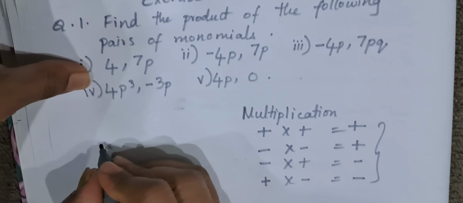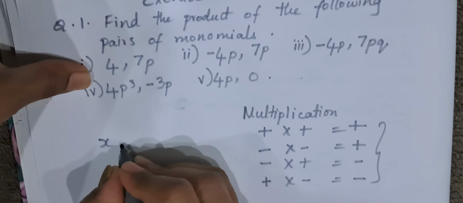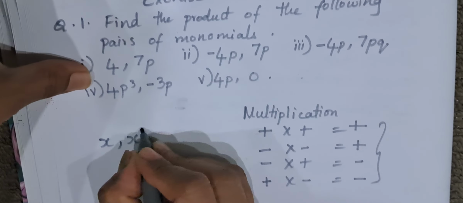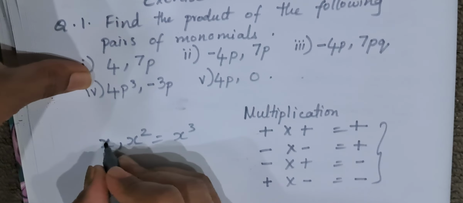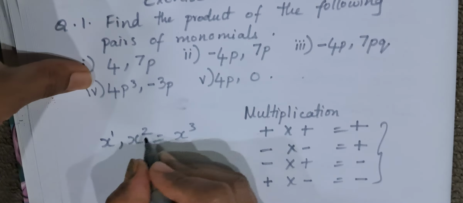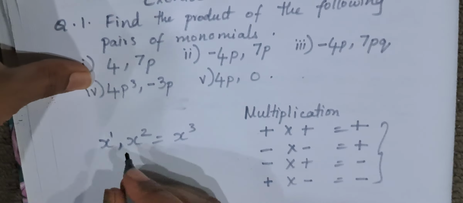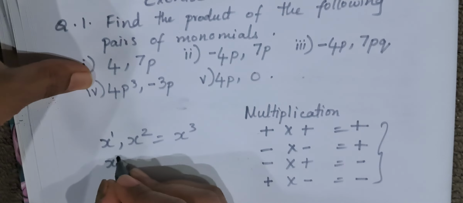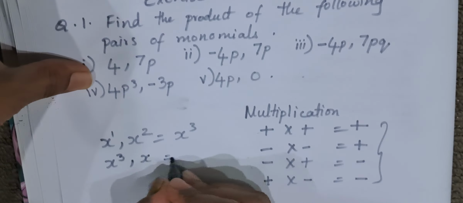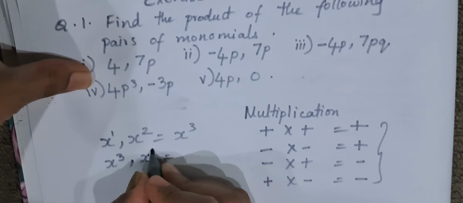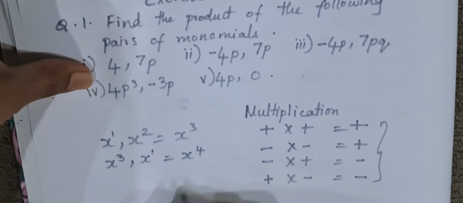And one more thing, when we are multiplying x and x square, what happens? It becomes x cube. That is because x means x to the power 1, and x square means x to the power 2. The powers get added. If we are multiplying x cube with x, then what happens? x to the power 3, x to the power 1. The powers get added. So it becomes x to the power 4.